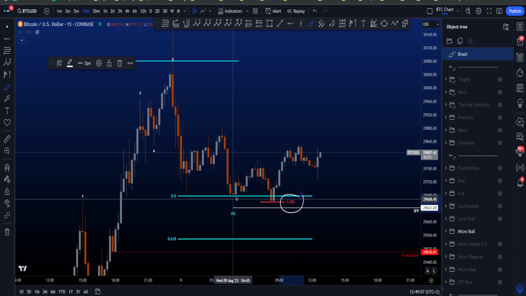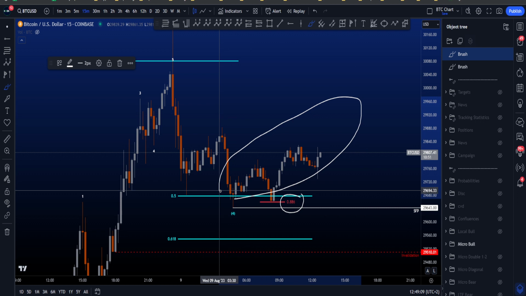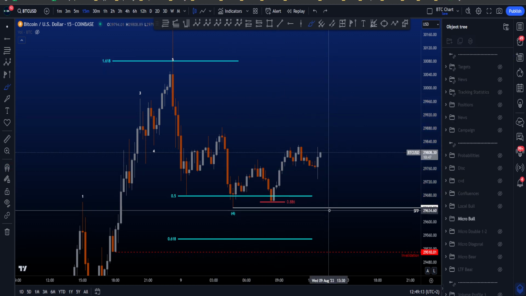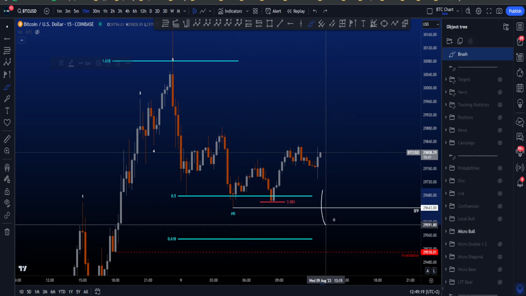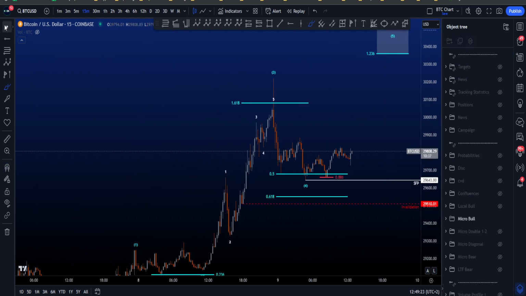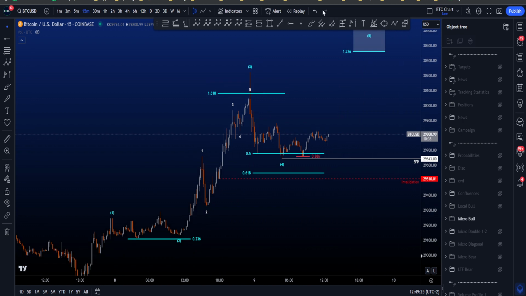So we continue, of course, to have a look at how this structure is developing and if we see any signs of potentially a move to the downside. The only thing I would potentially allow is a swing failure of this low, but then preferably again close above the 0.5. And what I think is interesting as well is the rule of alternation.